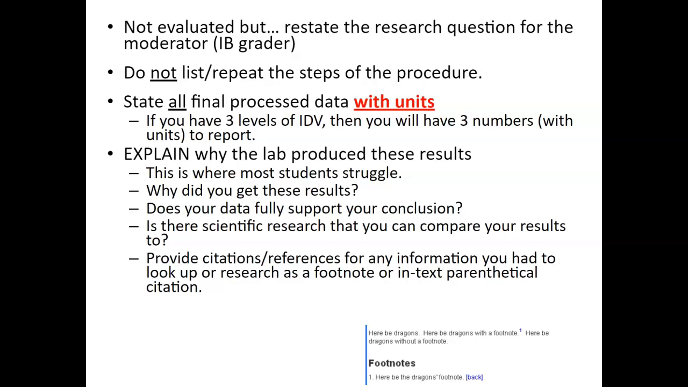You will want to, again, state your final process data with units. So if you had 3 levels of independent variable and you calculated 3 average rates, then you will state the 3 average rates with units. I would probably put them in numerical order, so for example, from least to greatest or from greatest to least, only because this helps to establish a trend right away. You can see that trend through those numbers.